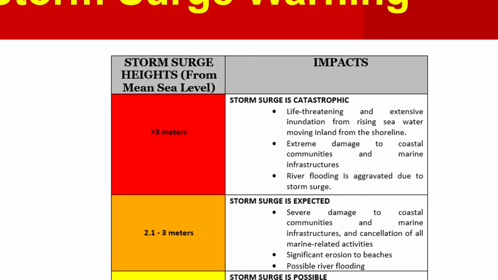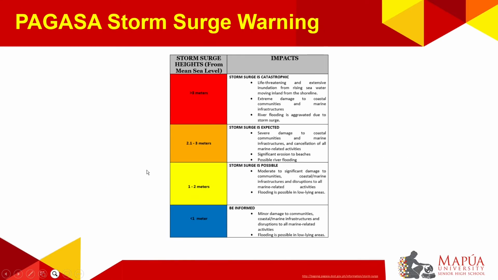Okay? And at this point, river flooding is also widely spread. Areas near rivers may experience flooding and damages to their infrastructures or marine and water infrastructures. Those are the storm surge heights and their warning levels based on the heights themselves with their corresponding impacts. So when we say there's a storm surge warning level orange, it means there's a 2.1 to 3 meters high surge, and this is the possible impacts of that level.